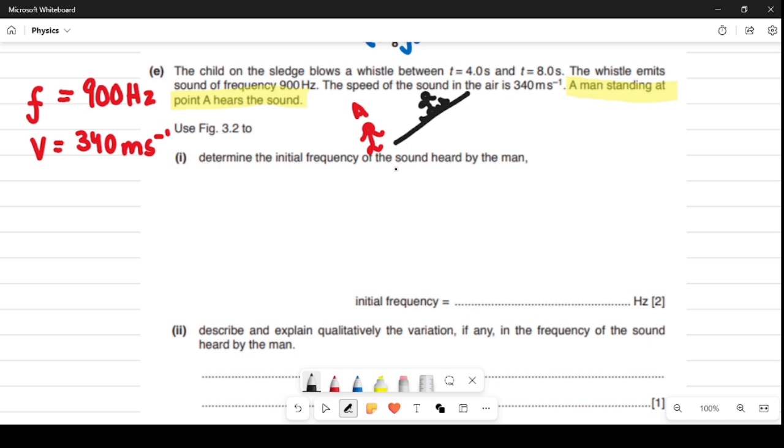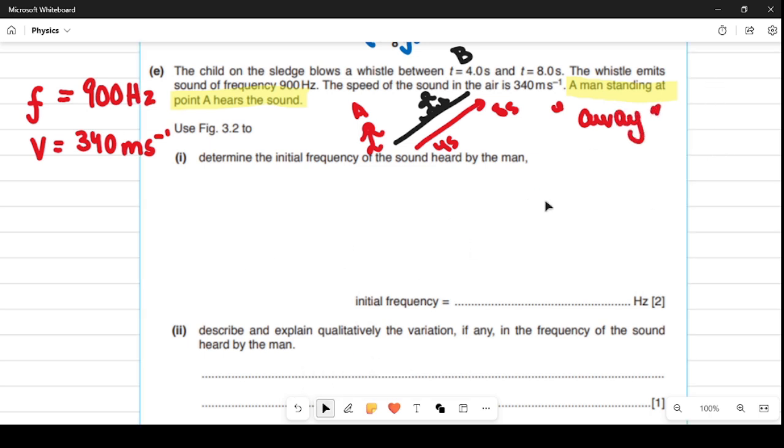Now the important thing, because we have to determine the frequency of the sound heard by the man, we have to determine the observed frequency. For the formula of the observed frequency you need to know whether your object is moving towards the observer, Mr. A, or away from the observer, Mr. A. In this case, t equals 4 to 8 seconds lies in the part of the journey from A to B. So from 4 seconds to 8 seconds, the child on the sledge is going upwards, away from point A. So your formula should be according to away.